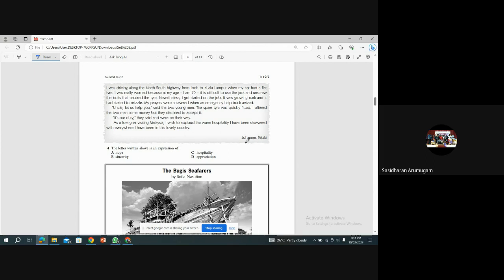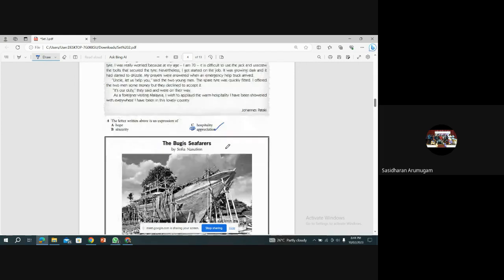Uncle, let us help you, said the two young men. The spare tire was quickly fitted. I offered the men some money, but they declined to accept it. It's our duty, they said, and were on their way. As a foreign visitor to Malaysia, I wish to applaud the warm hospitality I have been showered with everywhere I have been in that lovely country. So the letter written above is an expression of, yes, it's appreciation. Really appreciation of the old man lah.